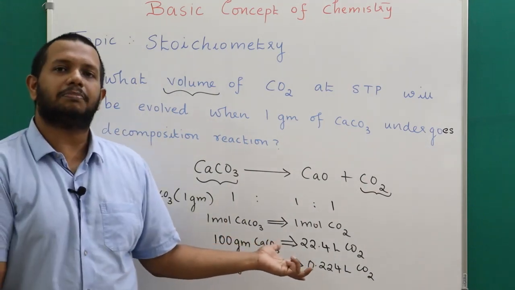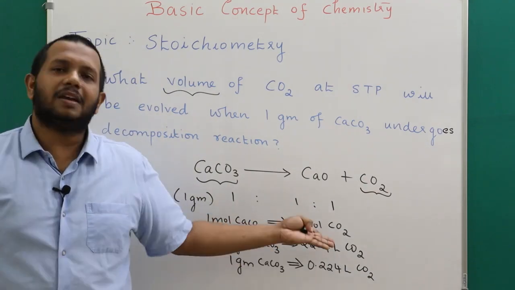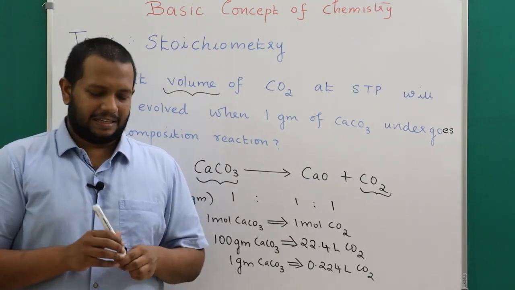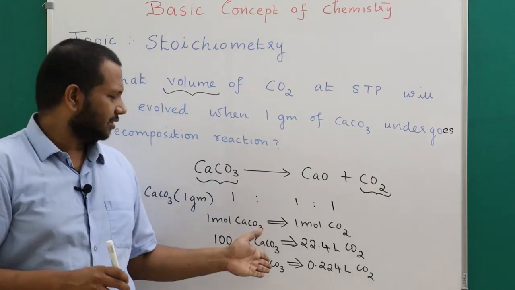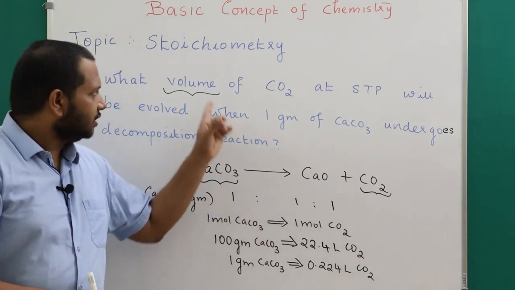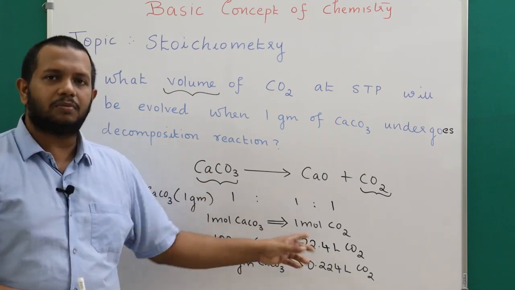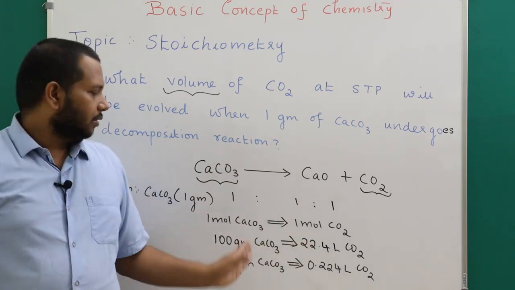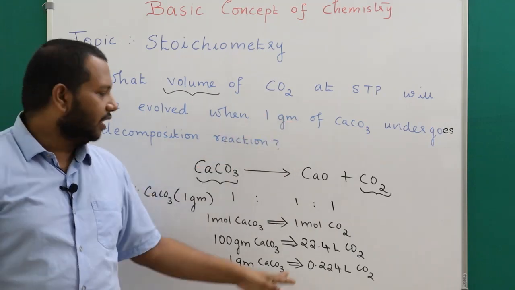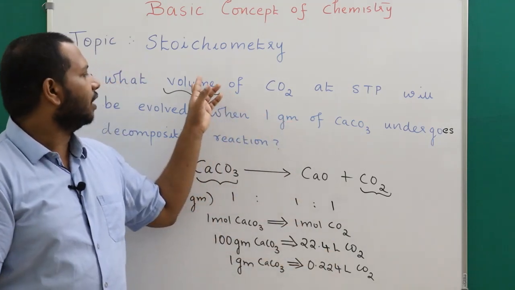Look here how simple it is. I got the same answer, 0.224 liter carbon dioxide. So this is the easiest way. First you do it in 1 mole, then check in the given terms how to convert, and do it. Why have I converted this to gram? Because the given substance is in gram. Why did I convert this to liters? Because the output they are asking you is in volume.